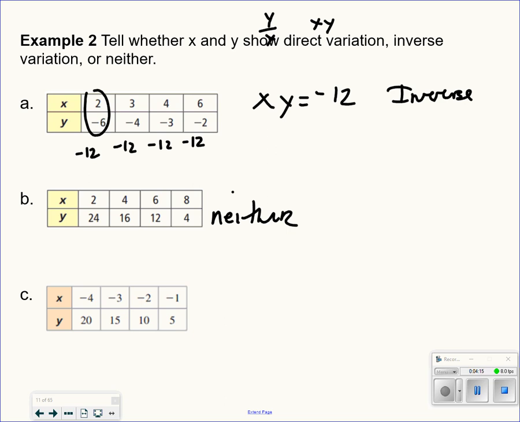Multiplying, y times x, I get negative 80. The next one's negative 45. So it's not y times x. Y divided by x, negative 5, negative 5, negative 5, negative 5. So y divided by x is equal to negative 5. So that is a direct variation.